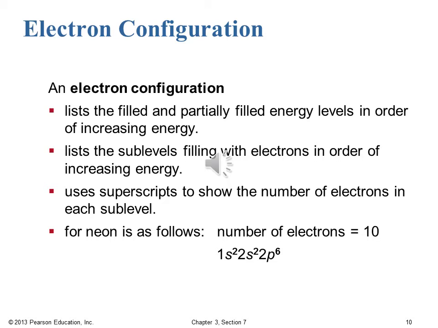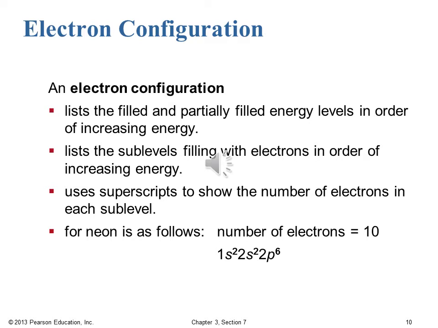So the main difference is that an electron configuration lists the filled and partially filled energy levels in order of increasing energy. That's similar to what we were doing already. Now we have the sublevels filling in order of increasing energy. That's the same. But instead of showing every electron as a spin up or spin down arrow, now we're using superscripts to show just the total number of electrons in each of the sublevels that have been occupied.